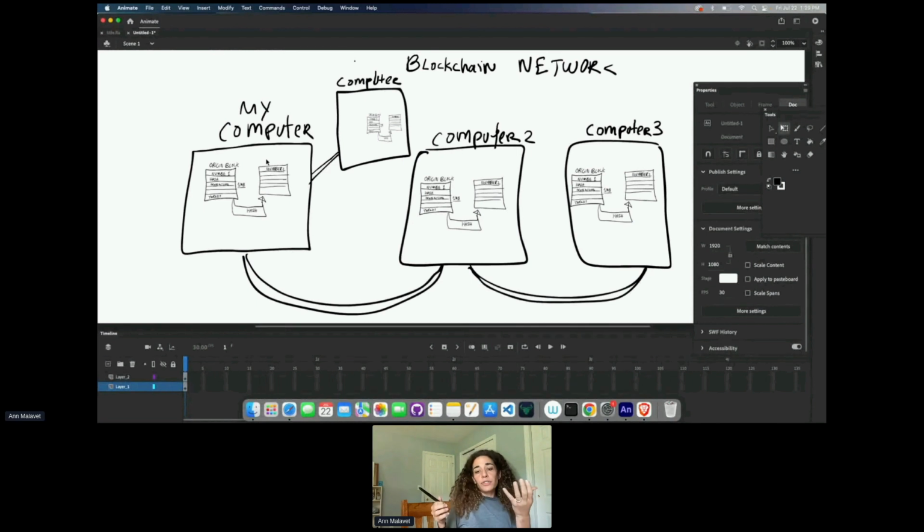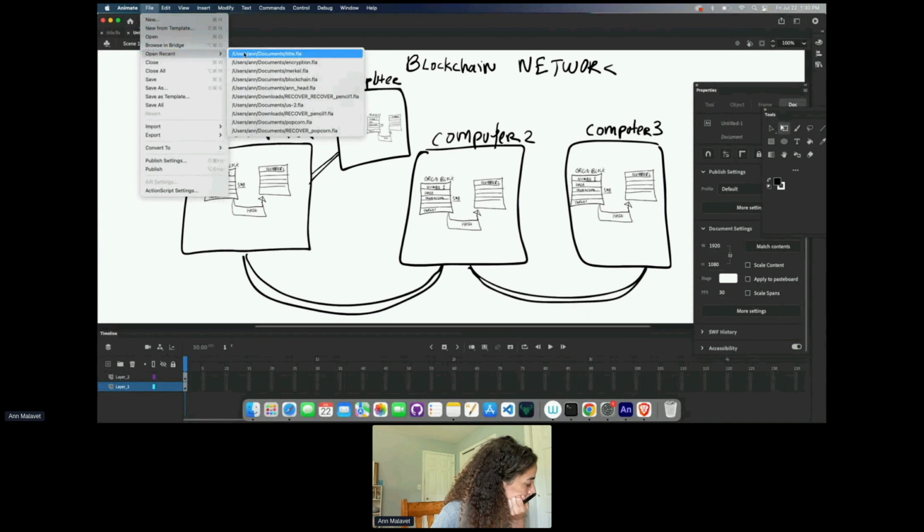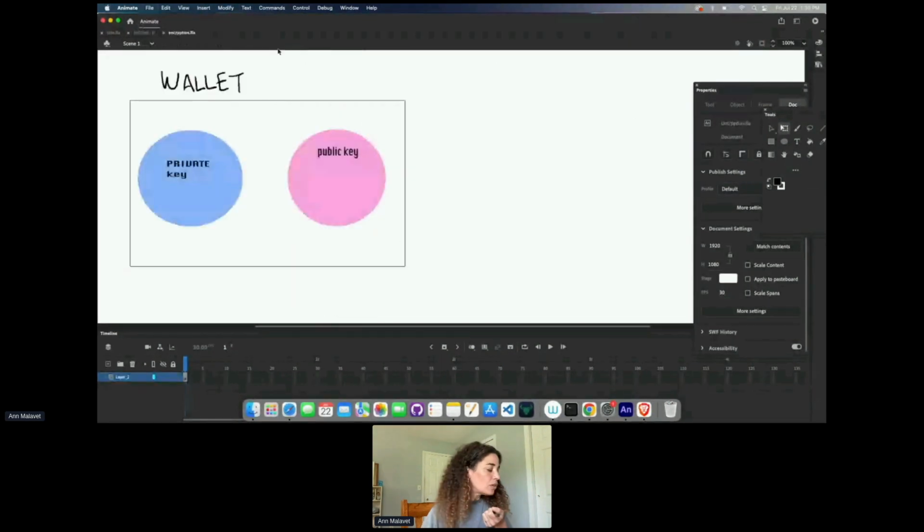So I sort of glossed over the part where we needed another block because the transactions were happening. But say you want to do a transaction on a blockchain. So for instance, you want to use Bitcoin. What you need to get is a wallet. And so let's see here if I can open my recent files. You want to get a wallet.